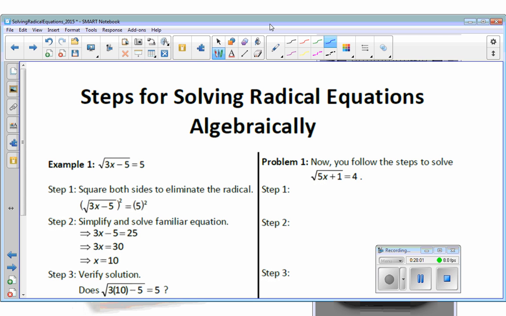I'm going to do the work on the right with a different problem. So over here, I'm going to take the square root of 5x plus 1 equals 4. The index is 2, like Patrick said, so I'm going to square both sides.